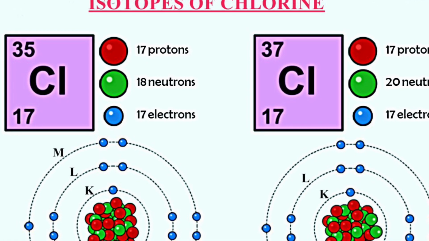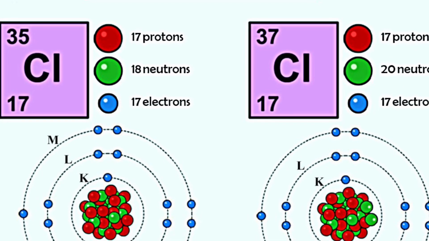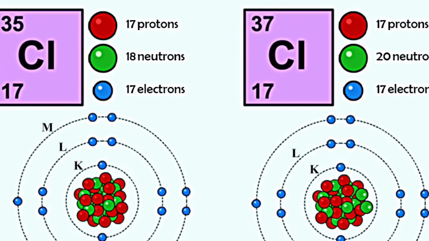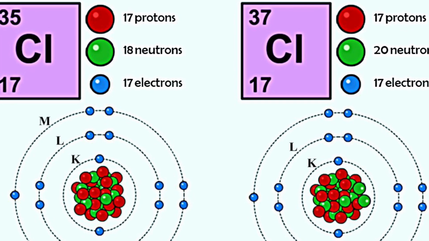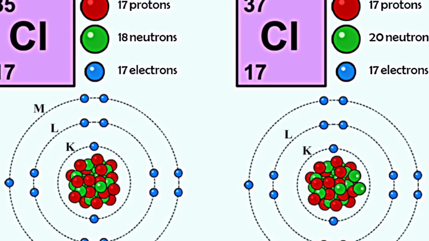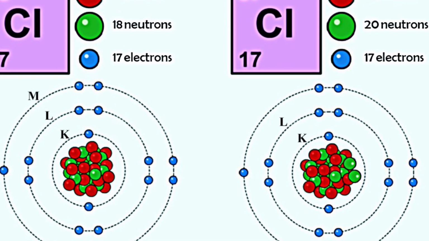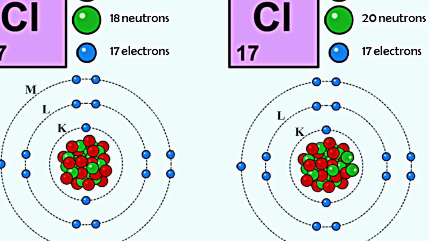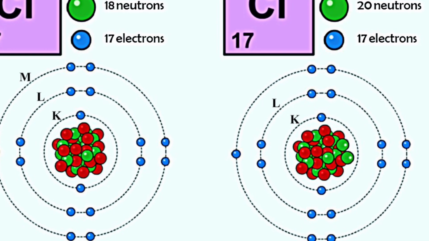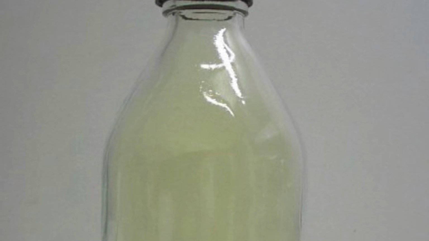Chlorine has two isotopes that are important, chlorine-35 and chlorine-37. Chlorine-35 has 18 neutrons and chlorine-37 has 20 neutrons. The difference between these two isotopes is that chlorine-35 is very abundant. It has 75.77% natural abundance. However, chlorine-37 is way less abundant and has 24.23% natural abundance.